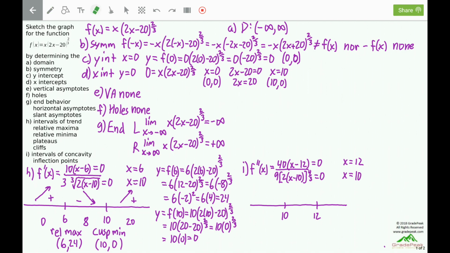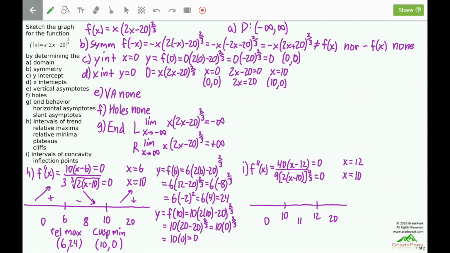This splits the domain interval into 3 separate intervals. We can pick a test value in each interval. The first interval, negative infinity to 10, we can pick 0. The interval 10 to 12, we can pick 11. And then 12 to positive infinity, we can pick positive 20. And we can test the concavity by plugging these test values back into the second derivative.